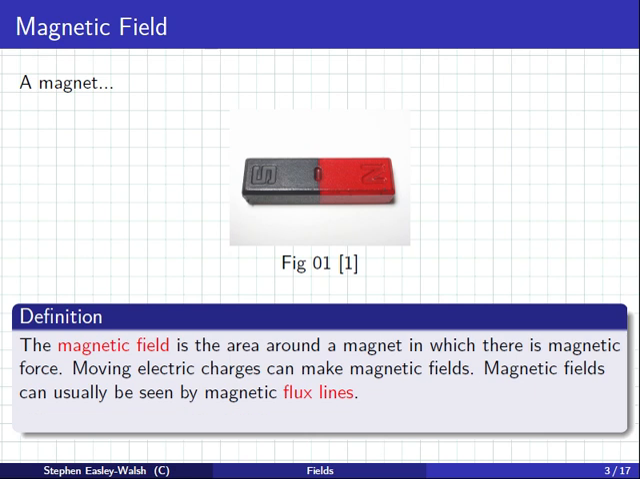You guys, just before you write this down, you don't really need the middle sentence for this definition. You could just say the magnetic field is the area around the magnet in which there's a magnetic force. Magnetic fields can usually be seen by what's called a magnetic flux line. I'll talk about this in a moment, okay? So if you want, you can put the middle sentence in brackets.